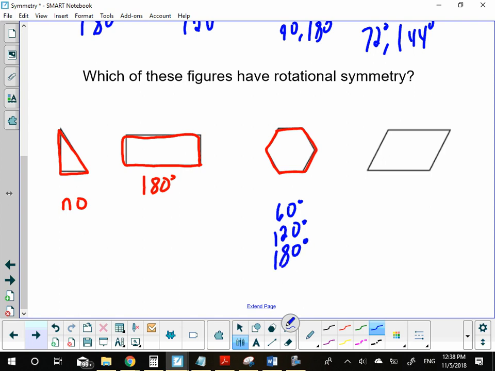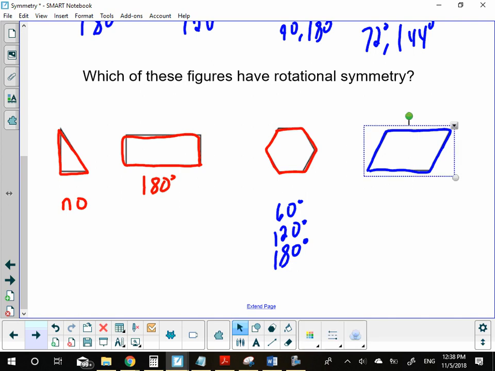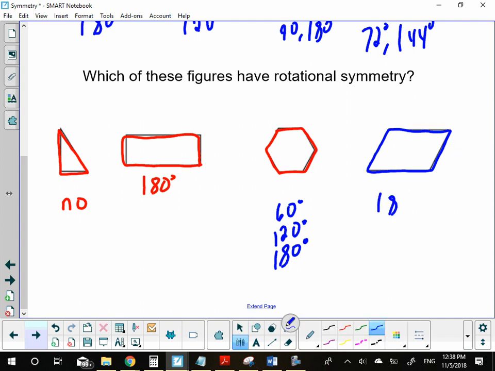Okay. Then we have a parallelogram. Does that have any kind of rotational symmetry? 180. Let's turn all the way around. Looks like it. Anything else around? No. Alright.